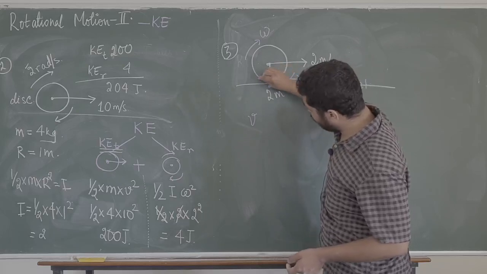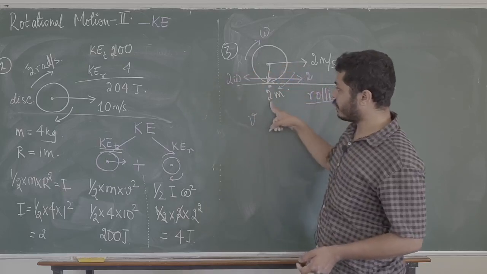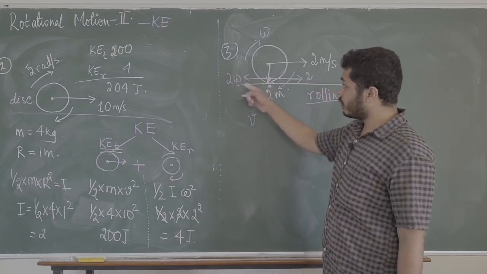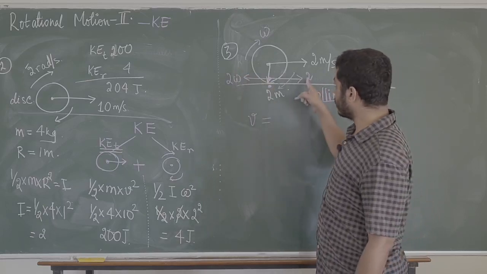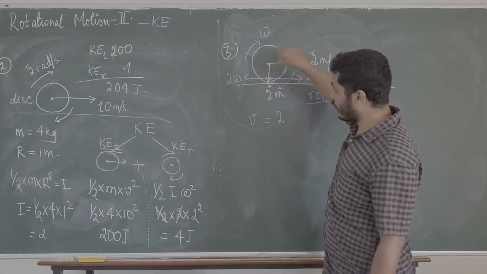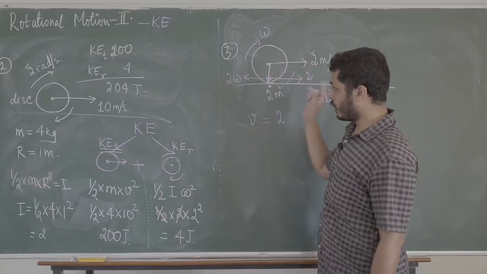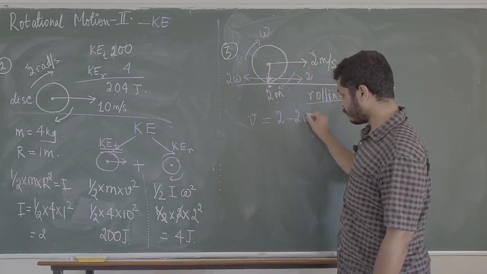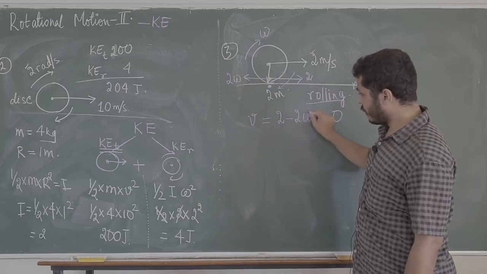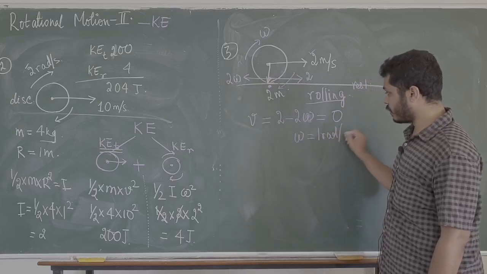So this point only will have a velocity in the backward direction of 2 omega, because radius is 2, r into omega. So what is the total velocity of this point? The total velocity of this point is 2 because of translation, and 2 omega because of rotation. Always translation plus rotation. They are in the opposite direction, minus 2 omega. This is equal to 0. So you can just simply write that omega is equal to 1 radian per second.